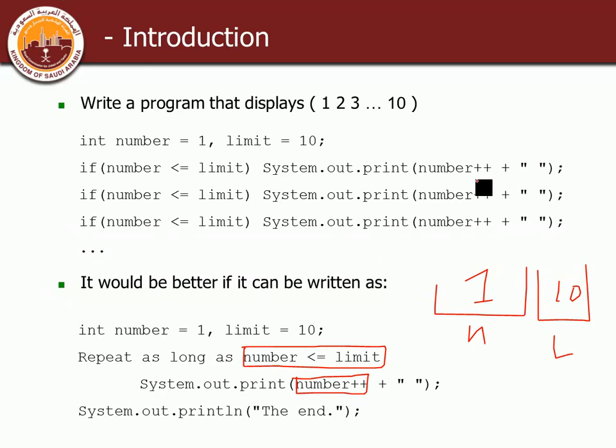So that means in this case, I'm displaying 1 on the screen, and then I'm incrementing 1, that becomes now 2, and then I go up again and ask, is the number less or equal than limit? Yes. Display the number, and then increment the number, and then keep doing this. I'm going to do that until my number becomes 10.